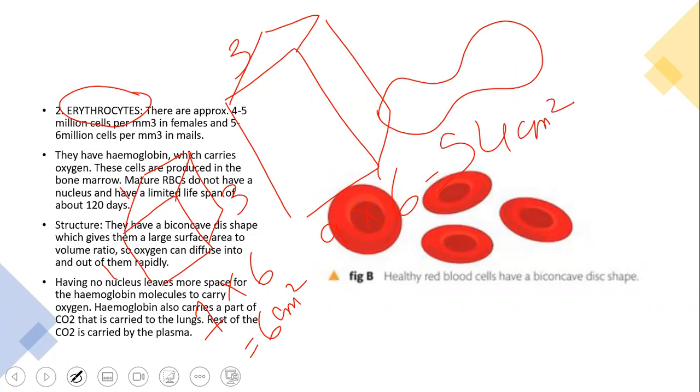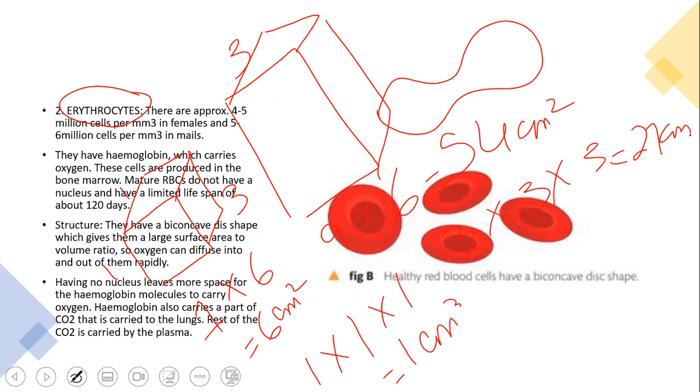For volume, we always do side into side into side. The side of the cube is 1, 1, 1. All the sides are equal in a cube, right? So the volume of the smaller cube is 1 multiplied by 1 multiplied by 1, which gives us a volume of 1 centimeter cubed. For the bigger cube, to find the volume, we do side into side into side. So 3 into 3 into 3 gives us 27 centimeters cubed.